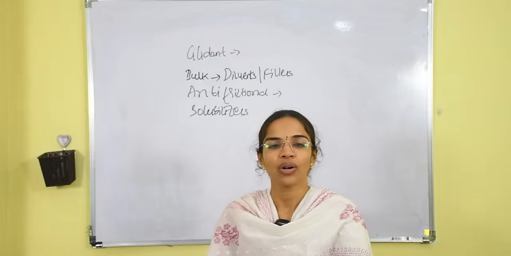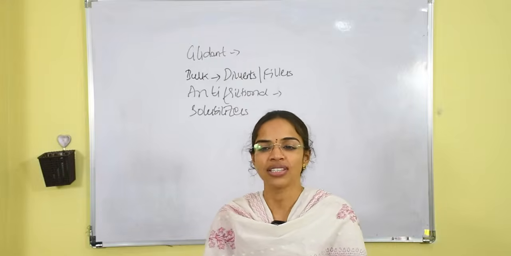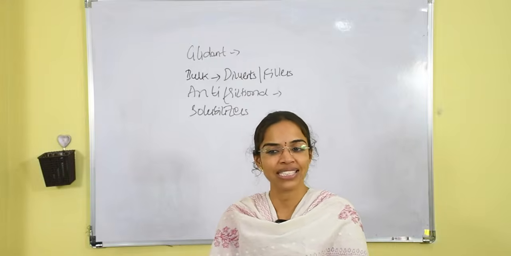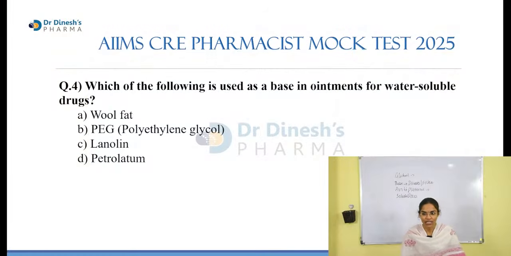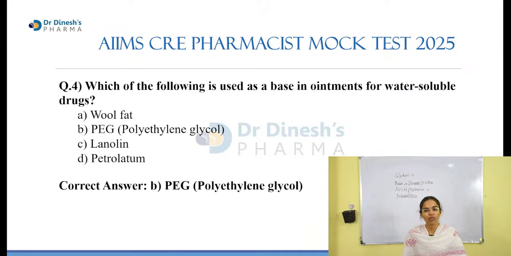Moving forward to the next question: which of the following is used as a base in ointments for water soluble drugs? Options are A, wool fat, B, polyethylene glycol, C, lanolin, and D, petrolatum. The right answer for this question is polyethylene glycol, option B.